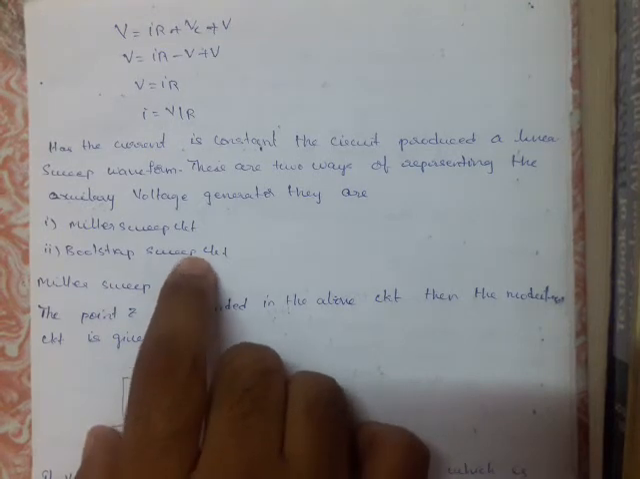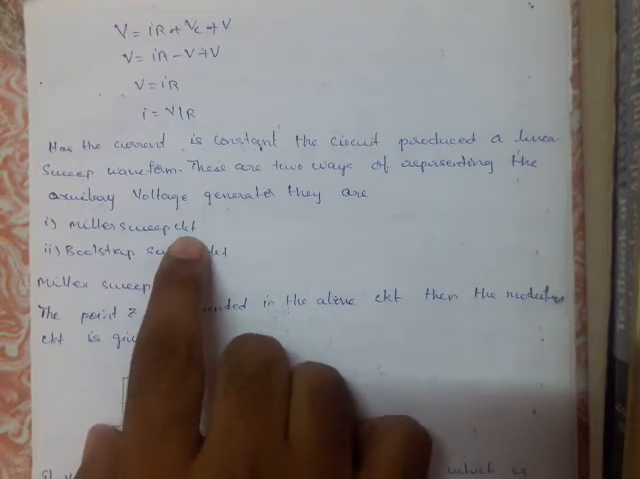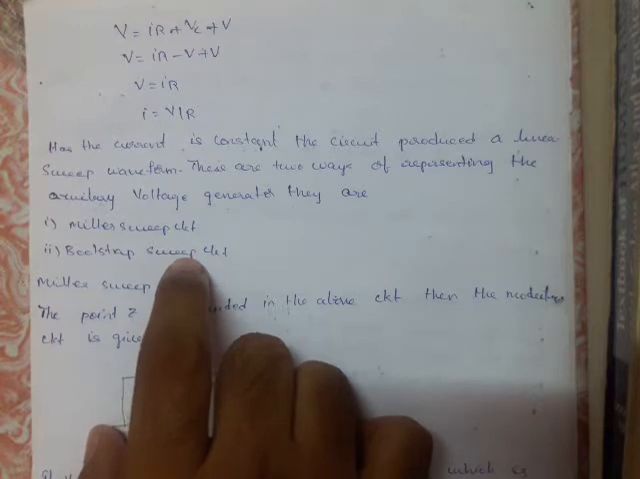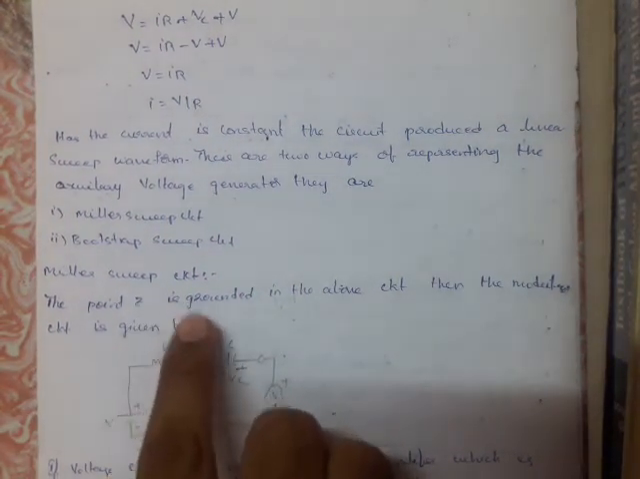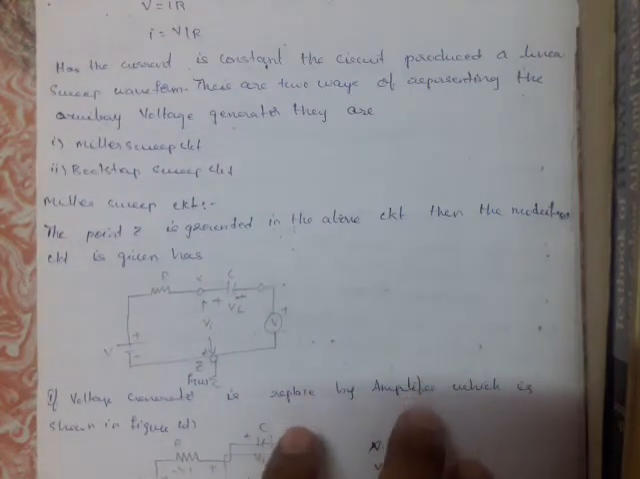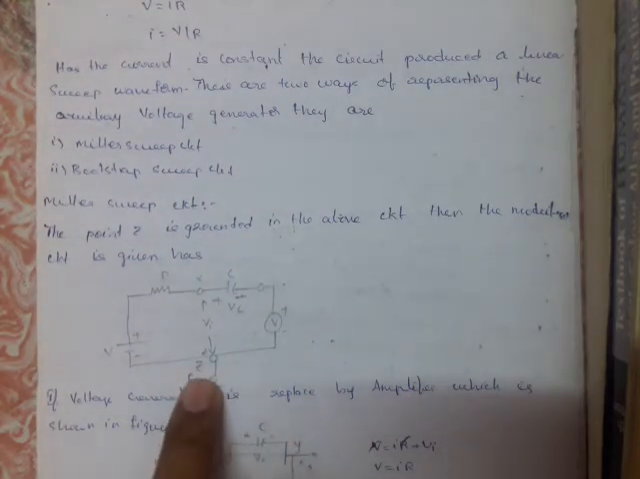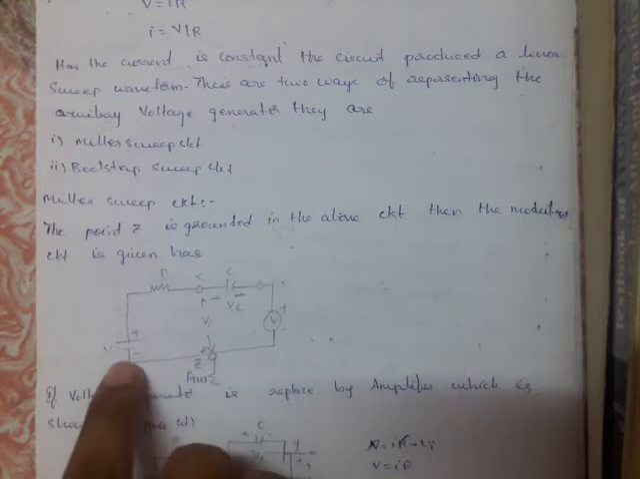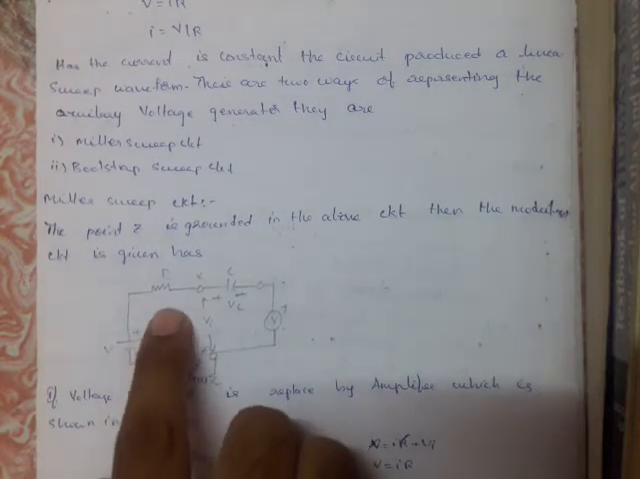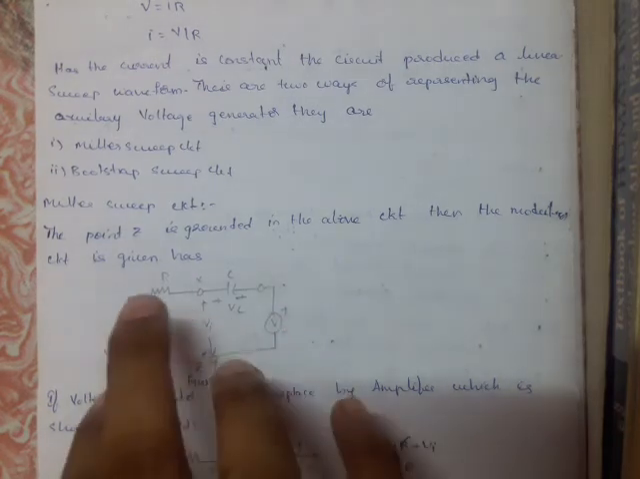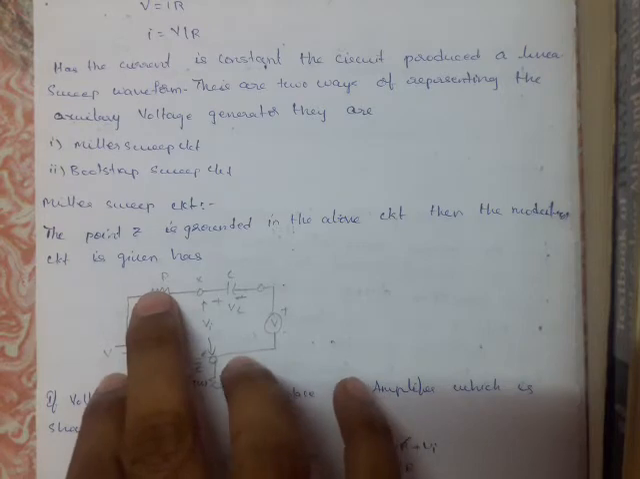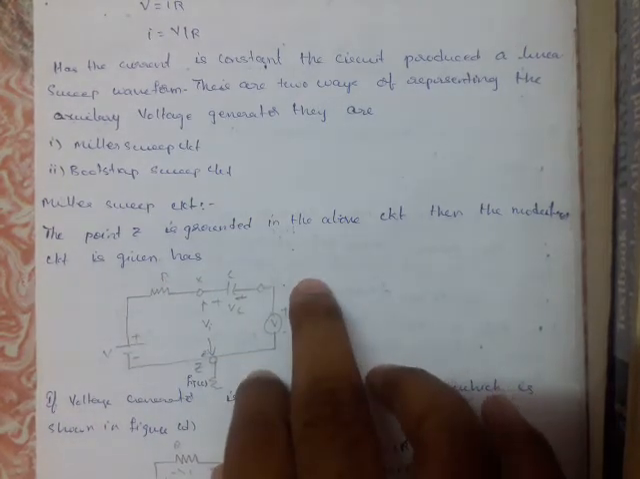First of all, we will consider the Miller sweep circuit, and the Bootstrap procedure will be the same. The simple circuit diagram of the Miller sweep circuit is given in this manner: voltage, resistor, capacitor, again voltage. I have repeated this point before: at the input side, the same voltage you are considering must be considered here also.